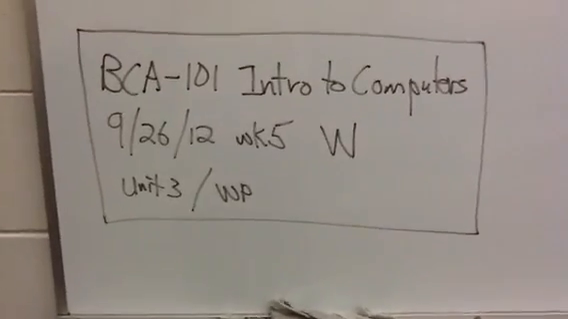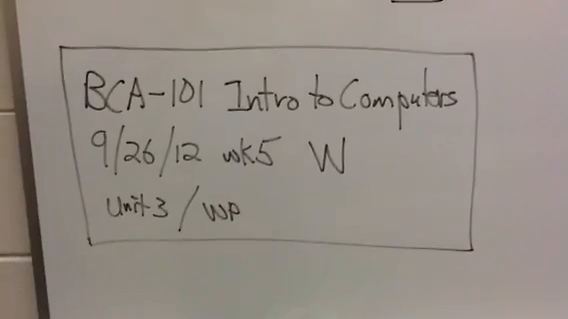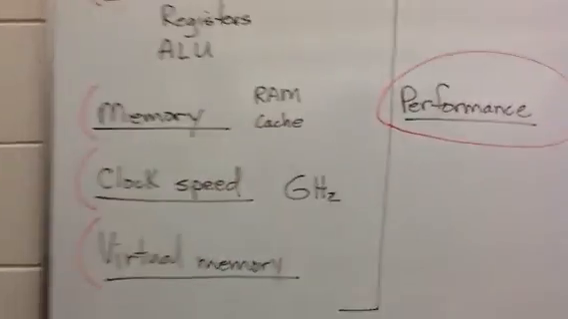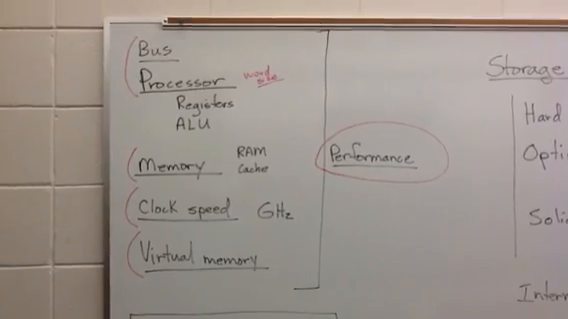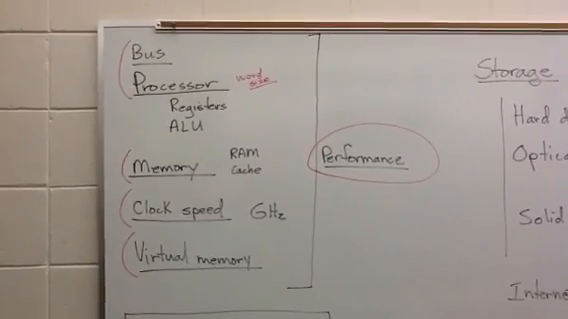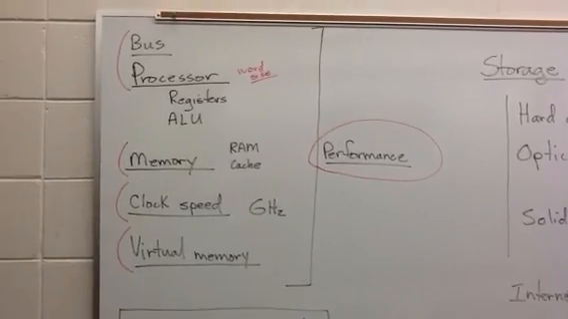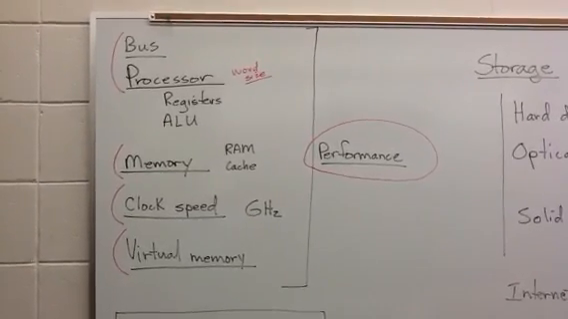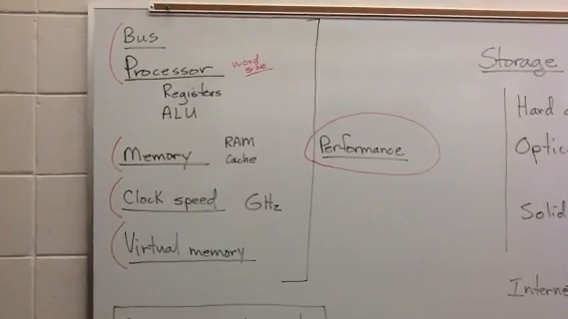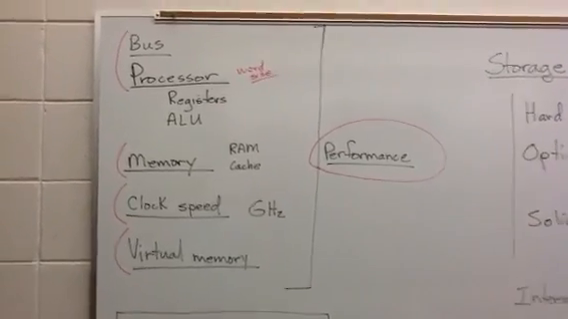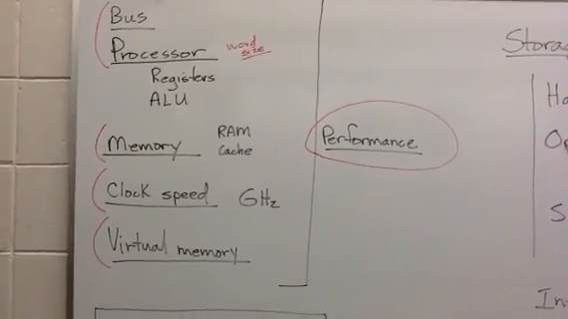All right, week 5, Wednesday, unit 3, we're still covering word processing. We reviewed what causes performance, what affects it. Bus and processor, we talked about the word size, bits. We reviewed briefly registers, arithmetic logic unit. We talked about memory a little bit, clock speed, and virtual memory, and how all those affect the performance of the computer and what combination you have there.